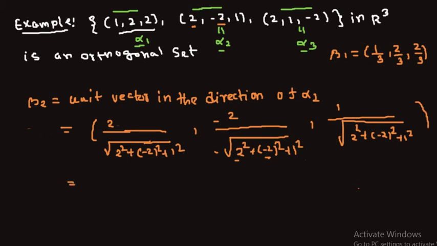So what do we get? 4 plus 4 is 8, plus 1 is 9. So we get 2 by 3, again minus 2 by 3, and here we get 1 by 3. So this is the unit vector in the direction of the vector alpha 2.